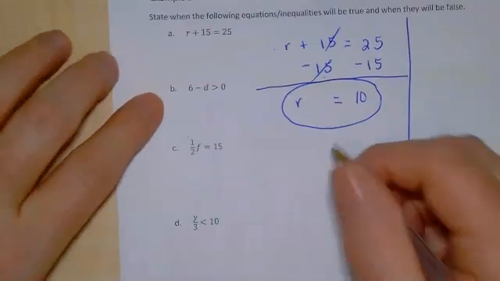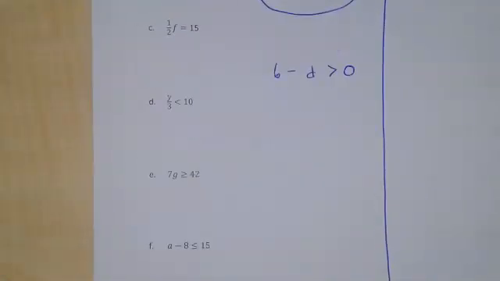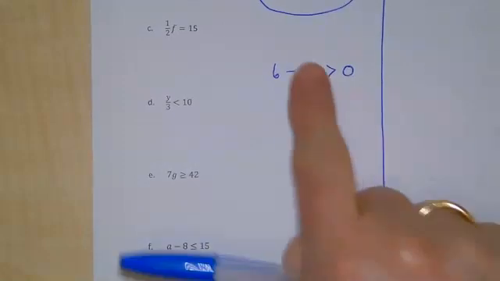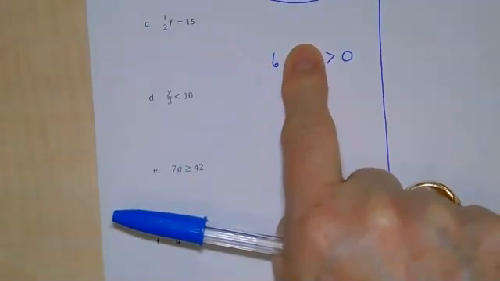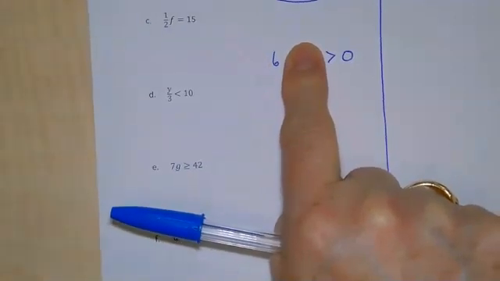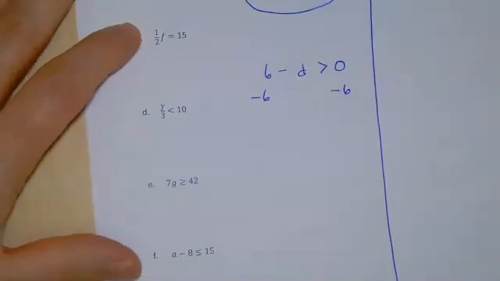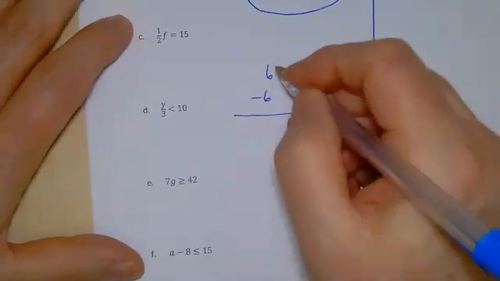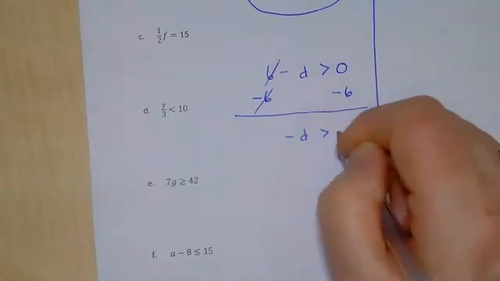Here's the second one. We're going to copy this down here. 6 minus d is greater than 0. Now, like Aiden said, you can already guess the answer is going to be 6. But I want to show you the steps, okay? So how do I get d by itself? I've got to get rid of this positive 6. The opposite of positive 6. Negative 6, both sides. These cancel out, and I have negative d is greater than negative 6.